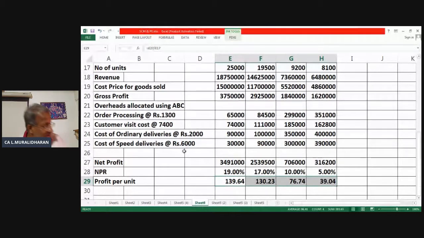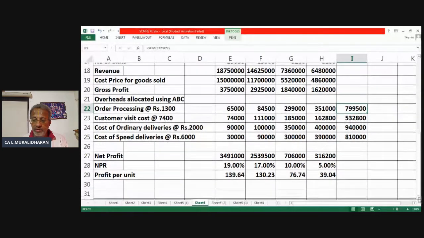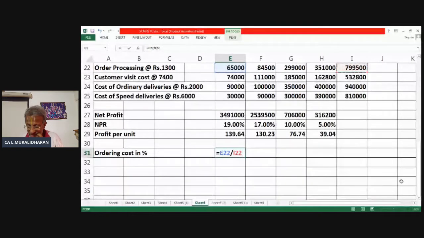So now here is a place you are expected to bring out your own analysis. You can find out the percentage of cost and all that. You can work out some amount of analysis. I will just tell you how you are going to go about. So the total ordering cost is almost 8 lakhs. So you can interpret through your own analysis the ordering cost percentage. This is 65,000 divided by the total expenditure that they have just made.